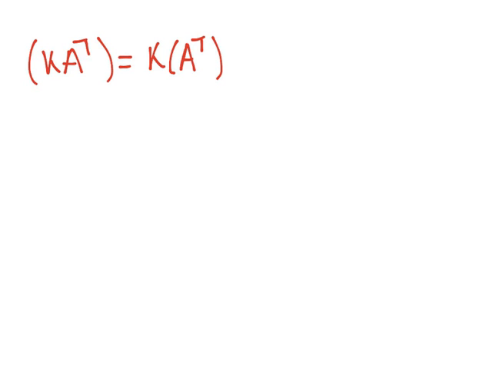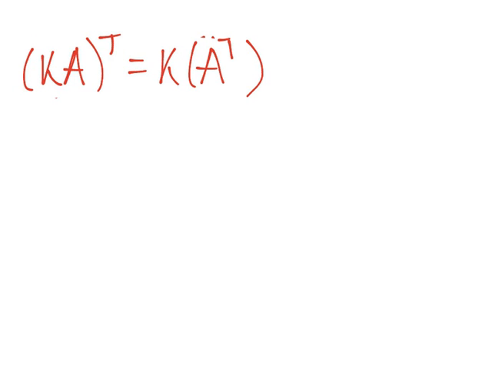Now, our next property is that multiplying a matrix times a scalar and getting the transpose of that is the same thing as getting the transpose of the matrix and then multiplying by the scalar. So why is this true?